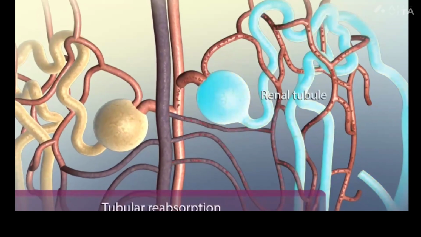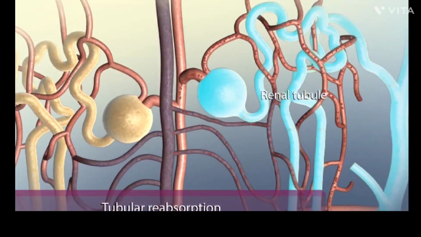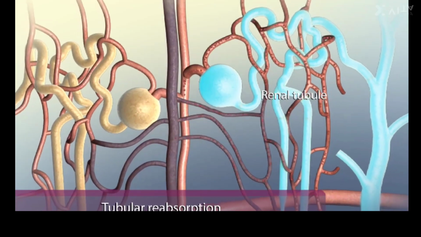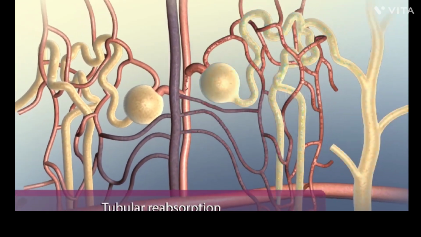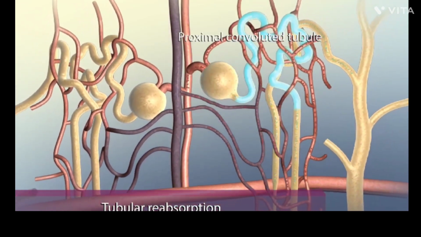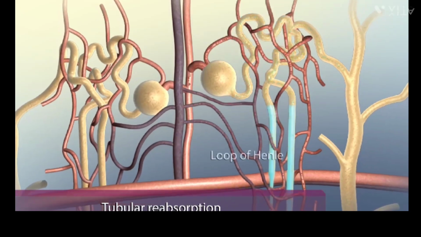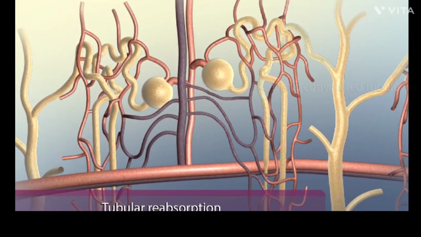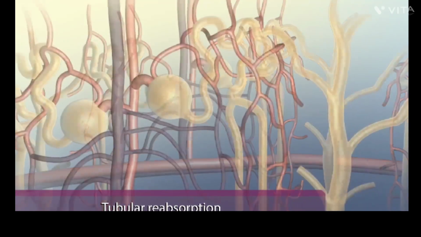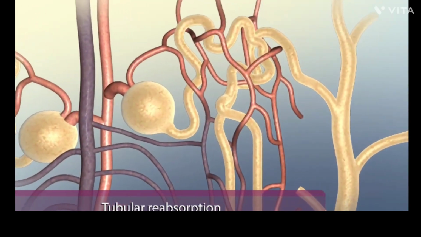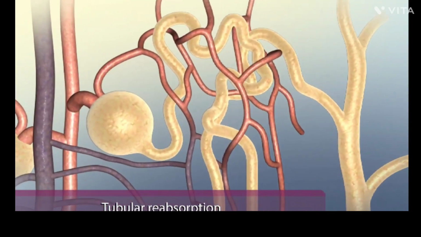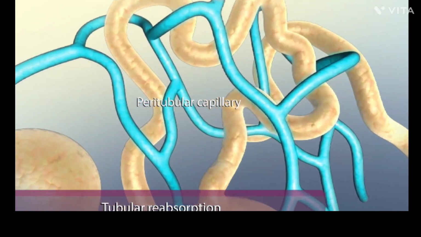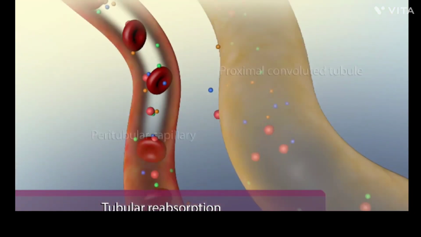During the second step of urine production, called tubular reabsorption, the fluid passes through the renal tubule, which consists of the proximal convoluted tubule, loop of Henle, distal convoluted tubule, and collecting duct. As the fluid passes through the renal tubule, it reabsorbs useful substances into the peritubular capillaries.